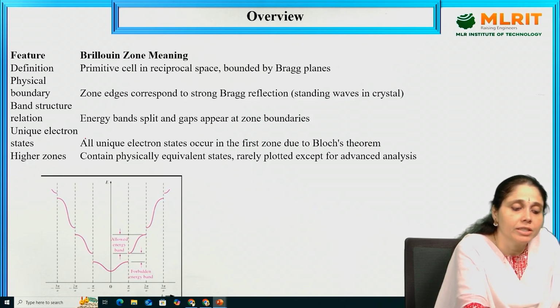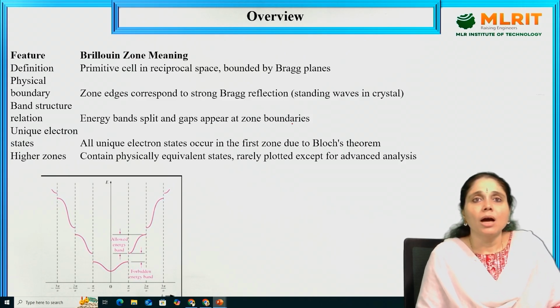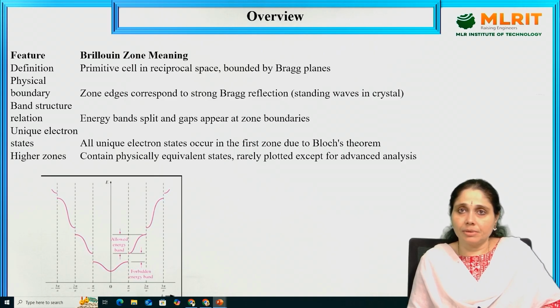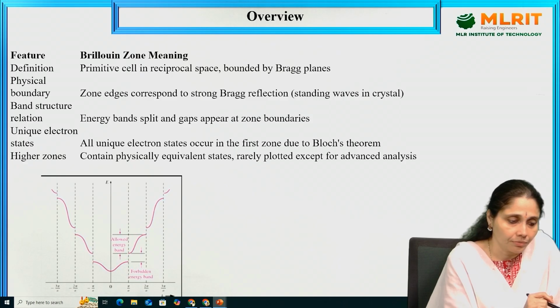Band structure relation: energy bands, splits and gaps appear at the zone boundaries. All unique electron states occur in the first zone due to Bloch's theorem. Higher zones contain physically equivalent states and are rarely plotted except for advanced analysis. So what is this one?